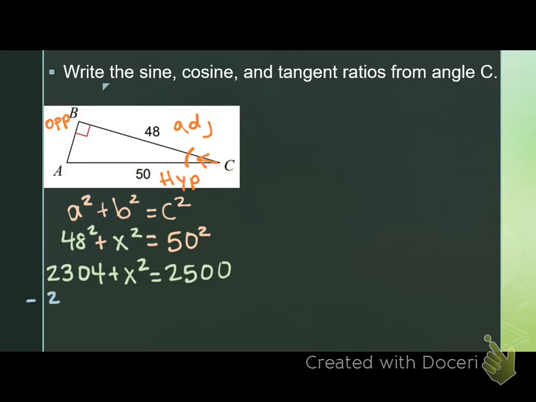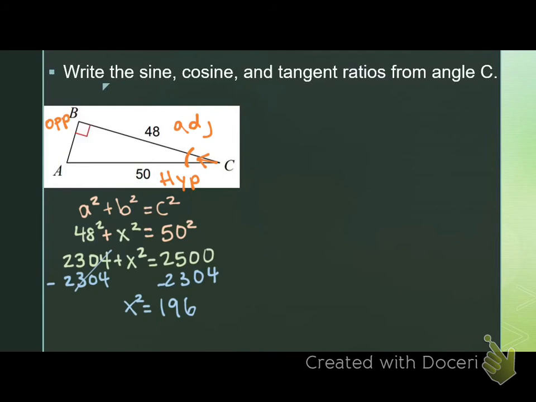Go and subtract 2,304 on both sides. X squared equals 196. So we will take the square root, and X is 14. So what we just found was that missing side is 14. So once we know that AB is 14, now we can do sine, cosine, and tangent. So we can start with sine, so you're going to write SIN. From what angle? C.